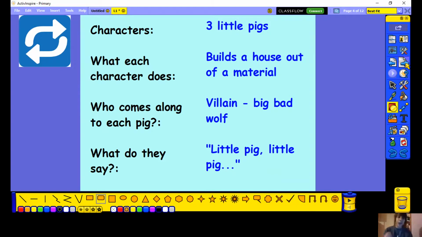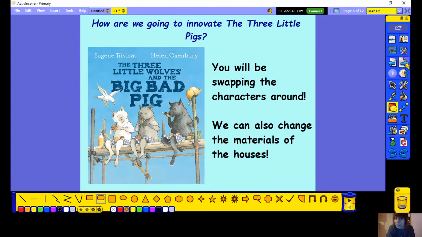Now, this is really important because this is going to help us know what we can change, but keep repeating in our story. So how are we going to innovate the Three Little Pigs? Well, we are going to be swapping characters around. So we are going to be writing the tale of the Three Little Wolves and the Big Bad Pig.